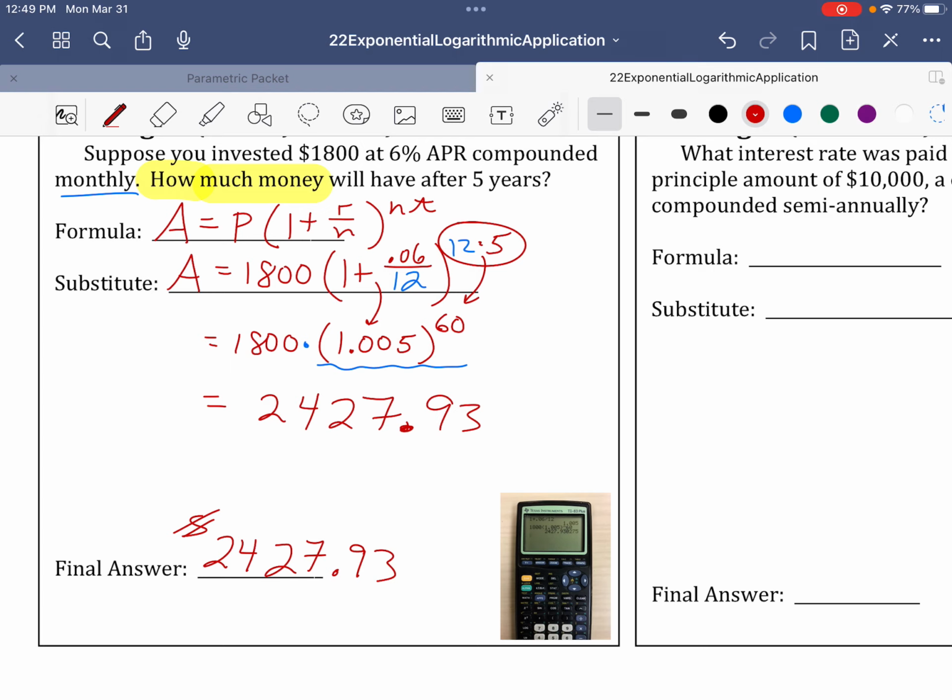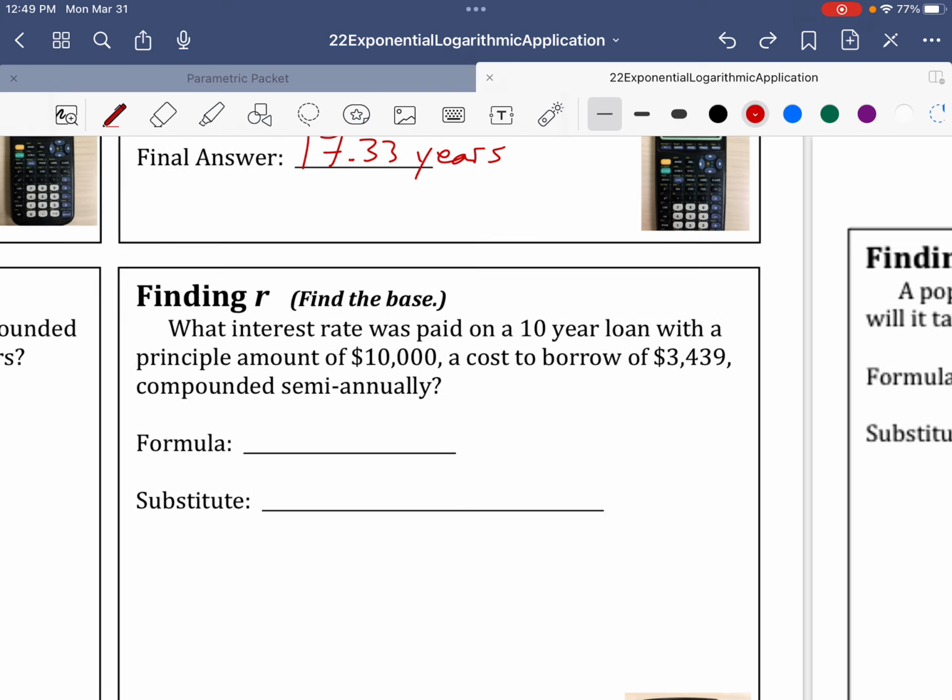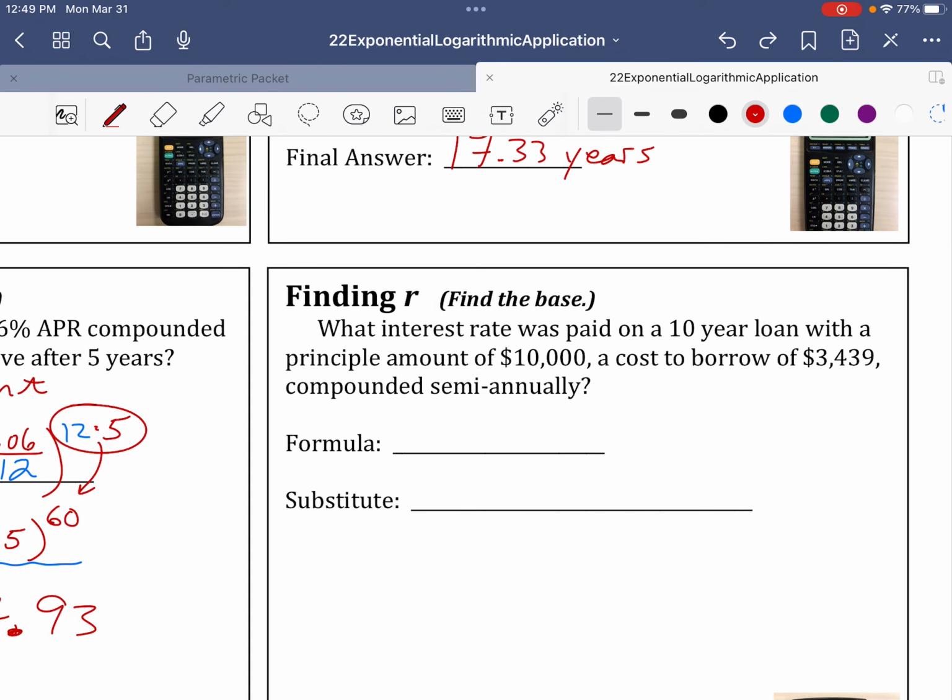All right, one more problem. Looks like it's trying to figure out something with money, and we have this idea of being compounded semi-annually. Well, it doesn't say anything's being continuously compounded, so we're going to go back to our compounding interest formula. Again, it is the same formula. I'm going to write it down just so you know which one I'm using.